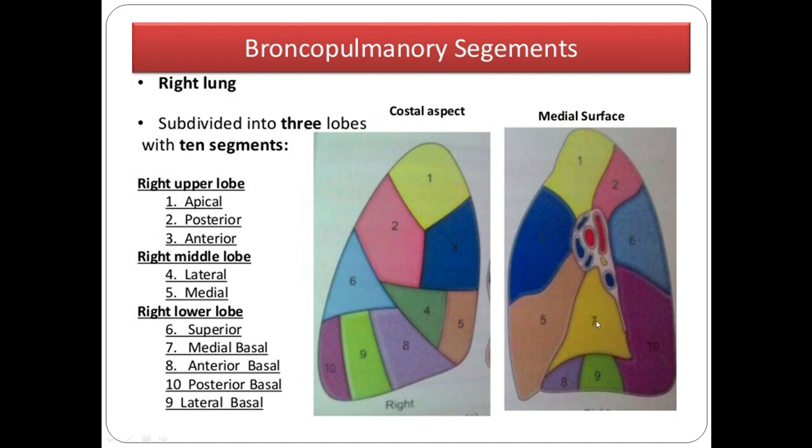You can see on the medial side, the medial basal. Then is the anterior basal. Here comes the lateral basal. Here is the posterior basal, more seen on the medial surface. So we have seen the various segments on the costal aspect as well as on the medial aspect. This is for the right lung.